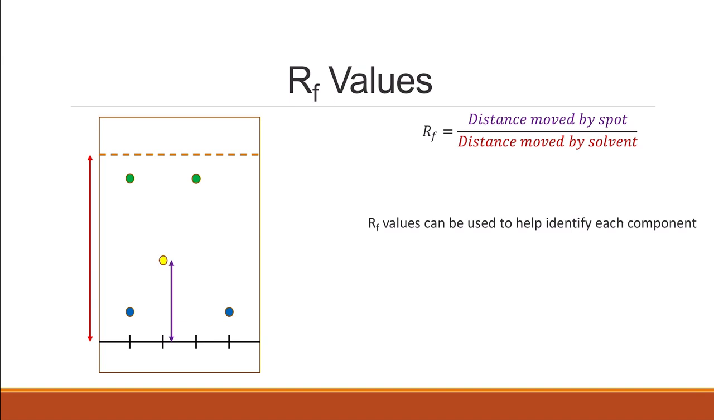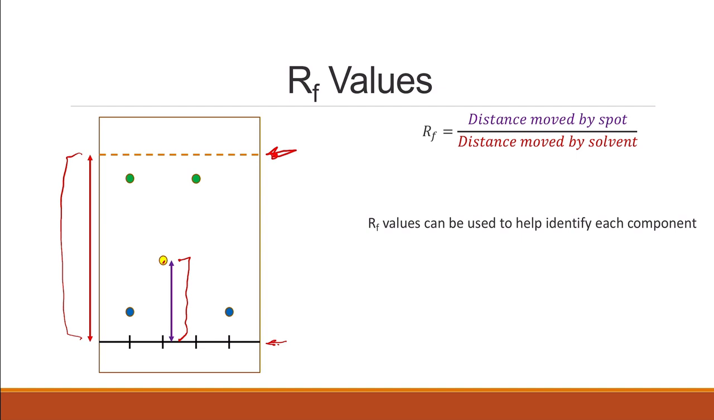RF is the distance moved by the spot over the distance moved by the solvent. The distance moved by the spot is calculated from the start line to the center of the spot, and then the distance moved by the solvent is calculated from the start line to the solvent front. And the solvent front is the maximum height the solvent reached on the filter paper.